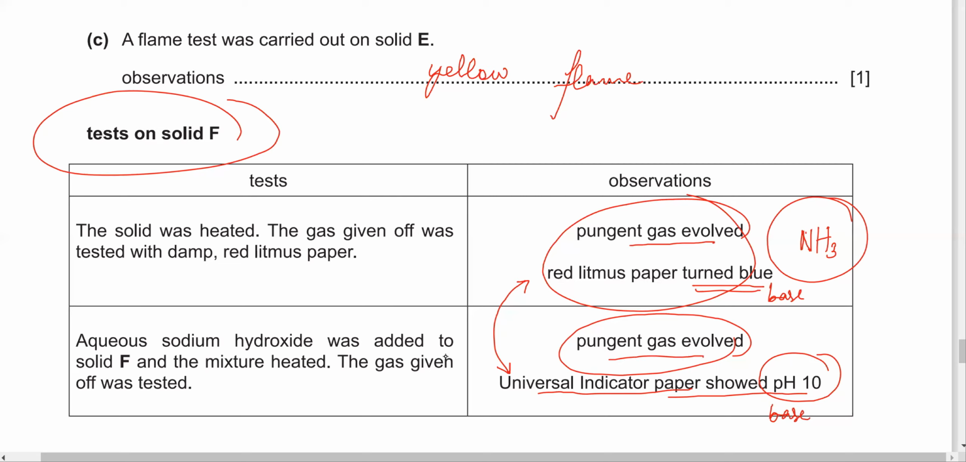तो ये दोनों he's just tricking you, he's using different words, but these two statements are exactly the same. कि pungent gas evolved. Litmus paper turned blue, which means the base is present. Indicator paper showed pH 10, so that also means the base is present. तो ये gas भी कौन सी gas है? It's going to be NH3 gas. ठीक है? तो दोनों reactions में NH3 gas produce हुई है.